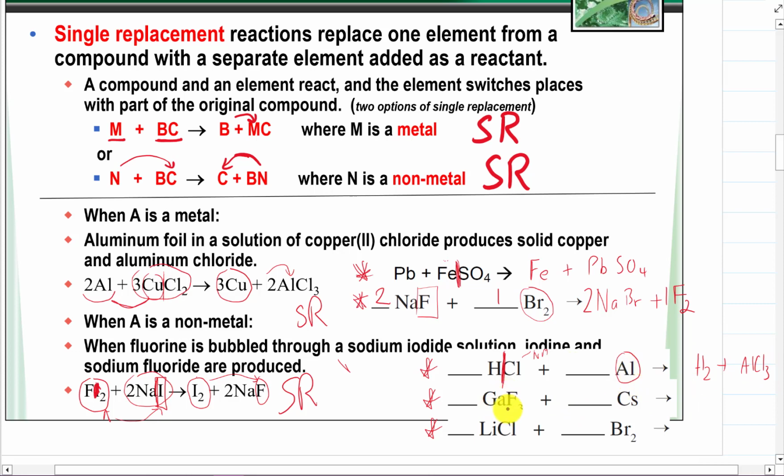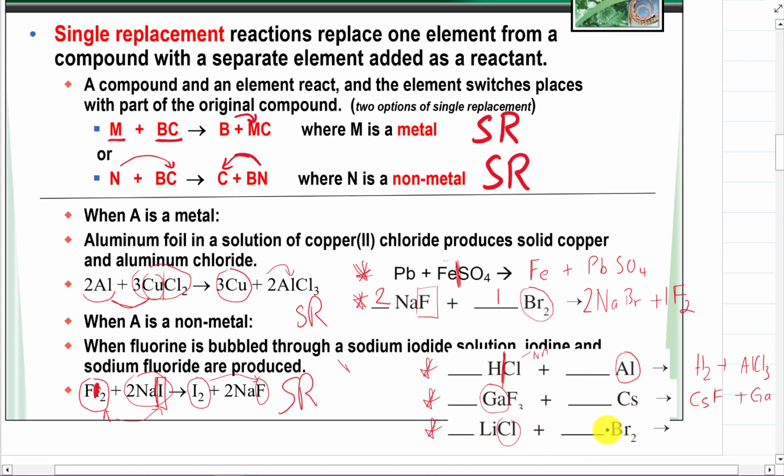Okay? And then we have Ga and F, and that's cesium. So cesium is going to replace this gallium because cesium is a metal. So that's going to become cesium and then fluoride, and then what we're going to have over here will be gallium. Now you have to make sure these compounds are correct. But that's our first step.